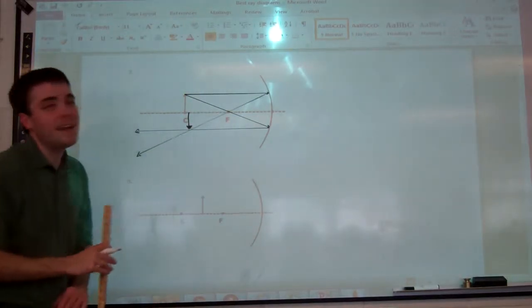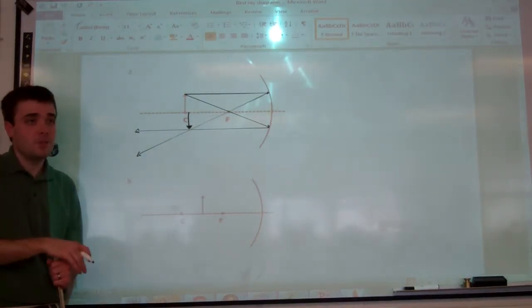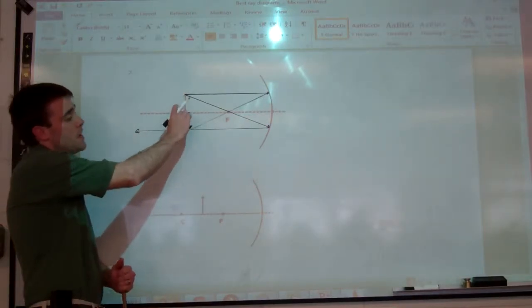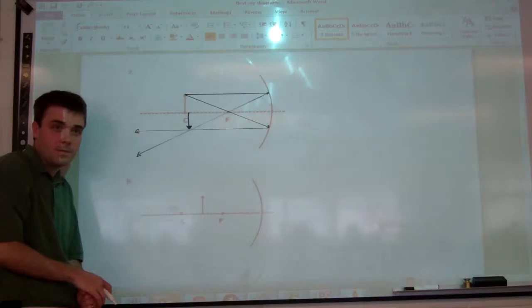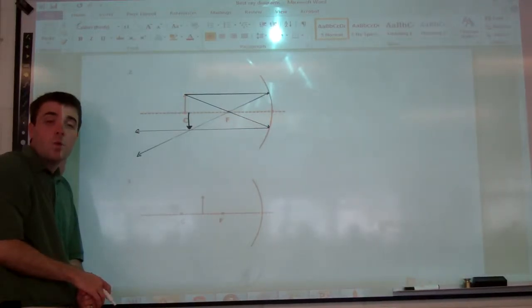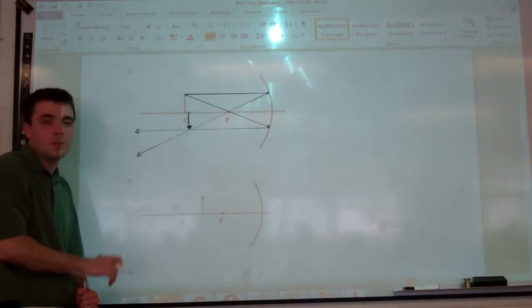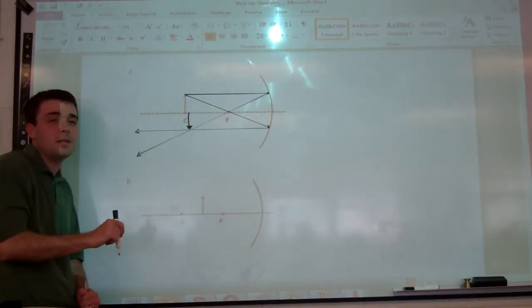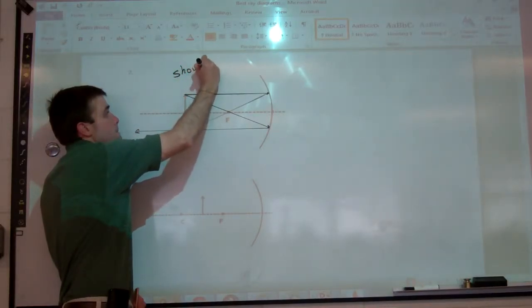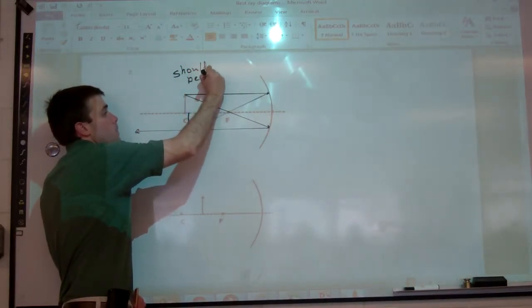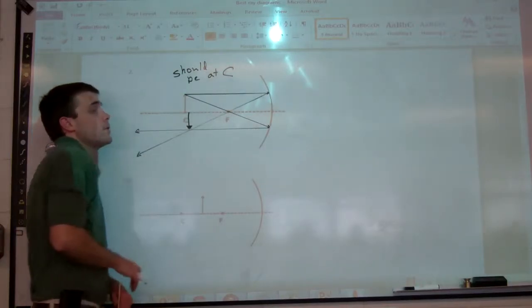Alright, I did not draw this one right, so as you are doing this, the image should be at the same spot as the center of curvature if I drew it perfectly. Does that make sense? Did it matter on the last one? It didn't matter as much in the last one. This one has a specific spot it has to be, so it should be at C.